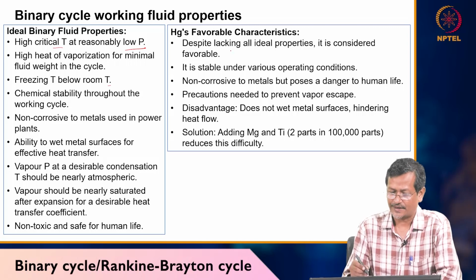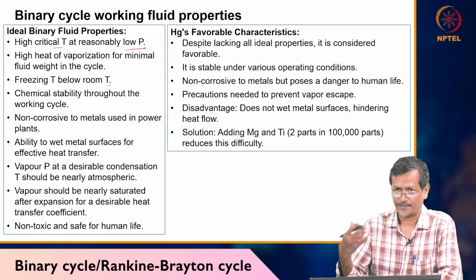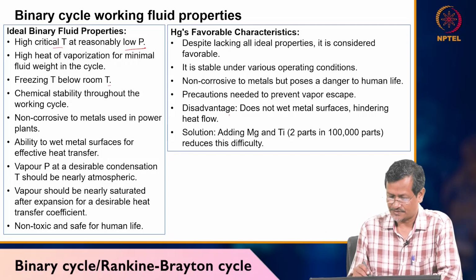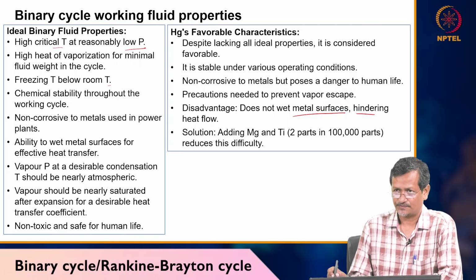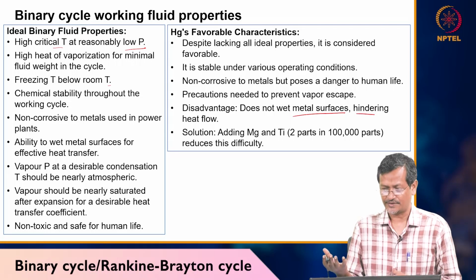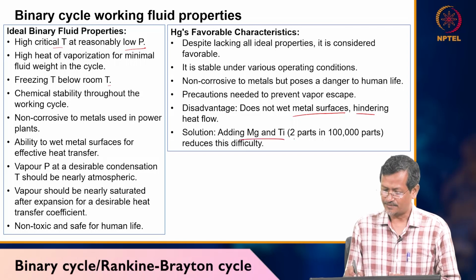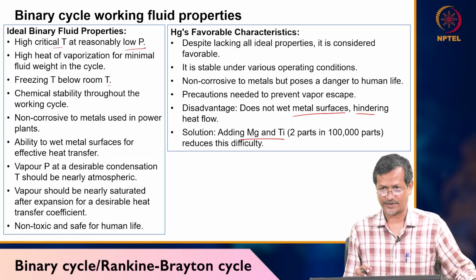So mercury has favorable characteristics also, like normally it will be liquid at normal temperature, but at high temperature it can be evaporated also. Okay, some disadvantages also there. It does not wet the metal surface, so hindering heat flow rate. Okay, because it is not wetting, heat transfer will be lower. Okay, adding magnesium and titanium, even a very small amount, will help to improve the heat transfer rate.